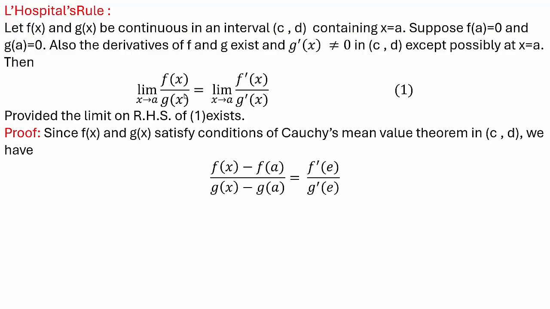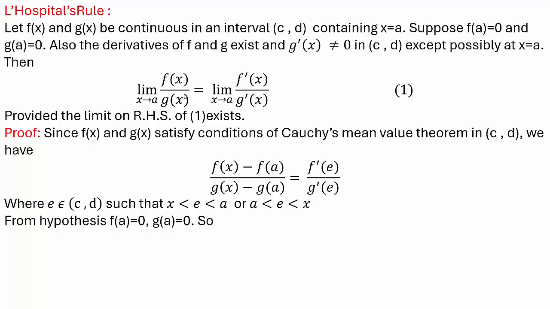We shall prove this. Since f(x) and g(x) are continuous in the open interval (c, d), f(a) equal to 0, g(a) equal to 0 and f'(x) exists, g'(x) exists, the functions f(x) and g(x) satisfy the conditions of Cauchy's mean value theorem in the open interval (c, d). Therefore, we have f(x) minus f(a) divided by g(x) minus g(a) equal to f'(e) divided by g'(e), where e belongs to the open interval (c, d) such that x is less than e is less than a or a is less than e is less than x.